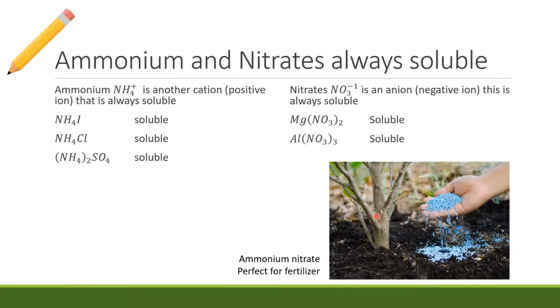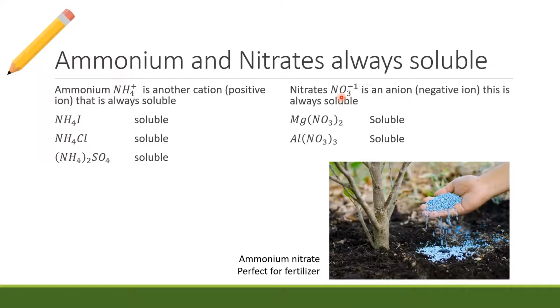Down the bottom here is actually a mixture of both the left and the right. This is ammonium nitrate. It's perfect for fertilizer because it's got so much N in it. It's got NH4 and it's got NO3. It's got a lot of nitrogen in it, and sometimes that's what plants really need to grow, a lot of nitrogen. And you know that ammonium nitrate is going to dissolve super easily, because not only is ammonium always soluble, but nitrate is also always soluble.